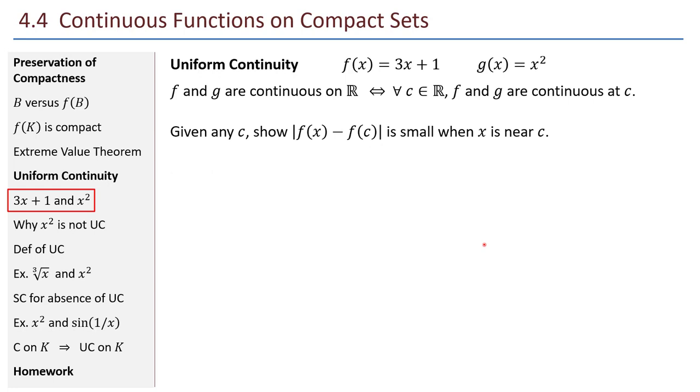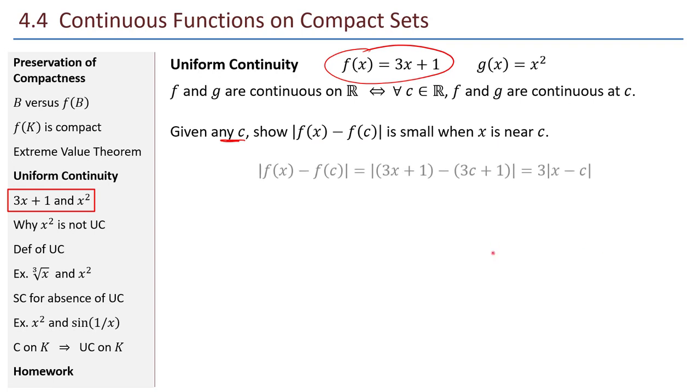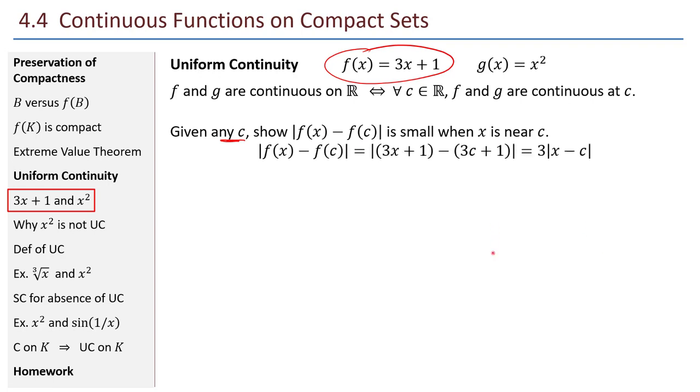So how do I go about showing that f is continuous on all reals? I have to show that given any c, the absolute value of f of x minus f of c is small whenever x is near c. We've done proofs like this in the past where c was some particular number, like 5 or 7. But now let's just leave it as a variable, c. Well, the expression absolute value f of x minus f of c simplifies to 3x plus 1 minus 3c plus 1, and that turns into 3 times the absolute value x minus c. This gives us a little clue about what our delta should be.